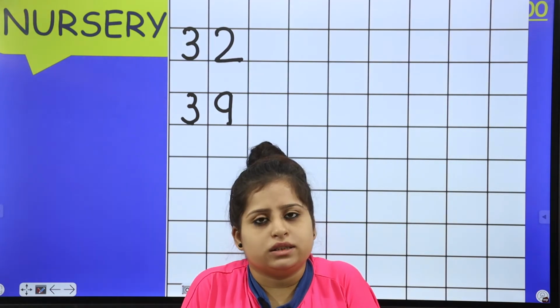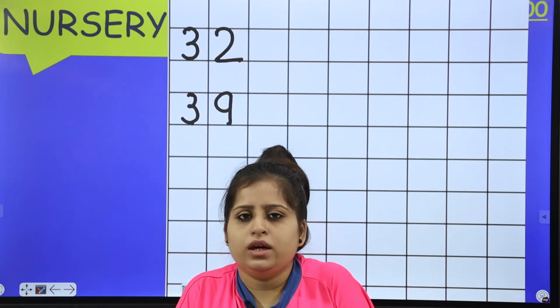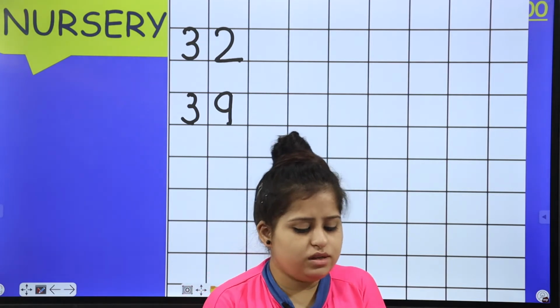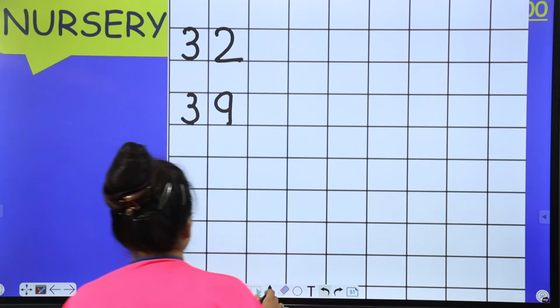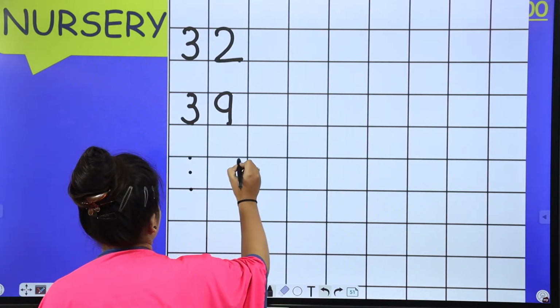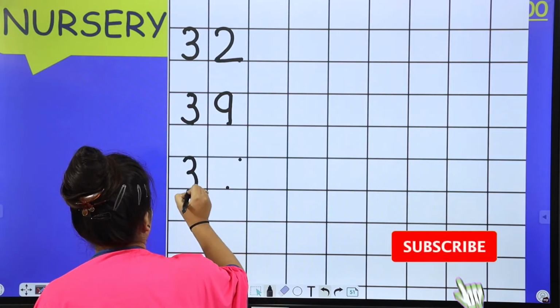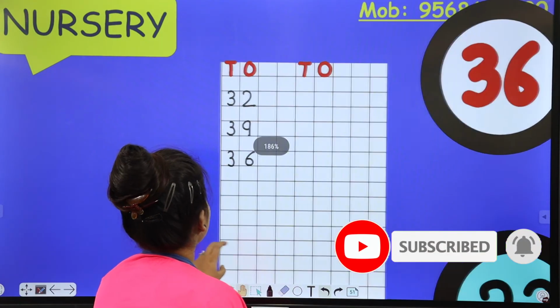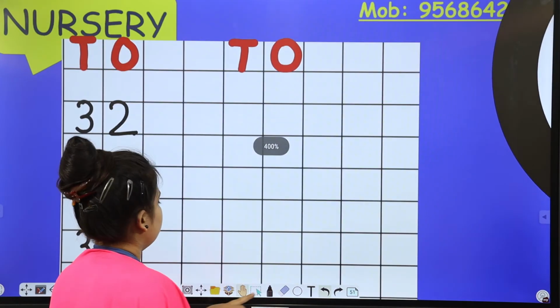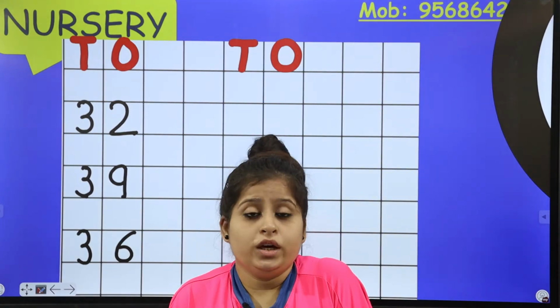Next number will be 3, 6, 36. Completed. Very good. Check it from the board. 3, 6, 36. Done. I am moving to the next row. Okay. You can shift it to that only. Okay. So look for the next number.